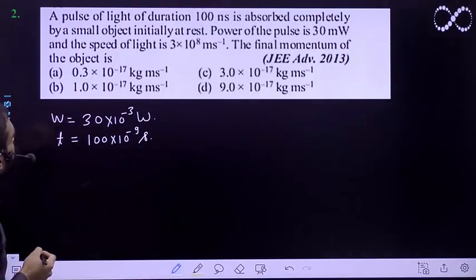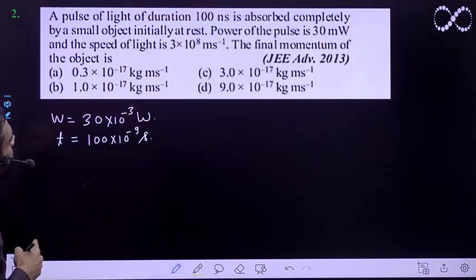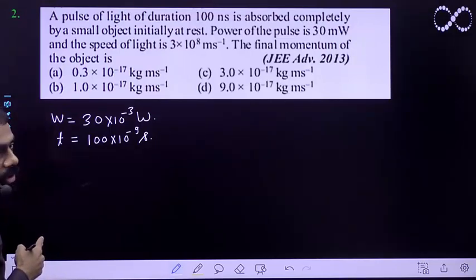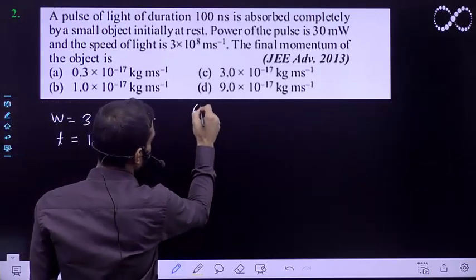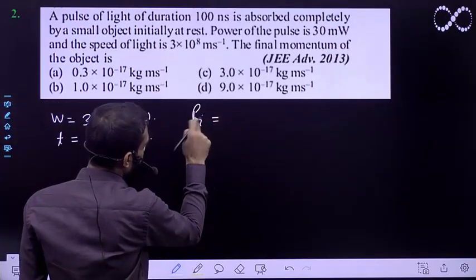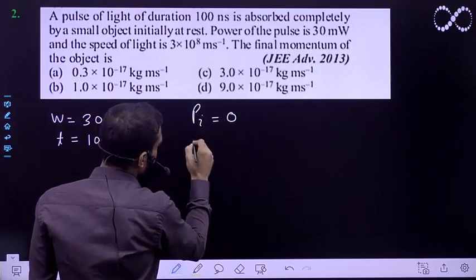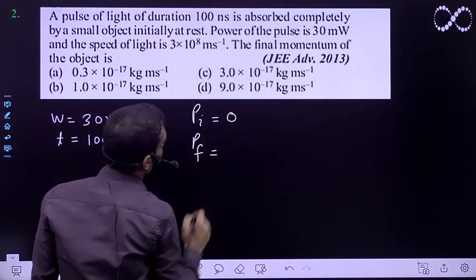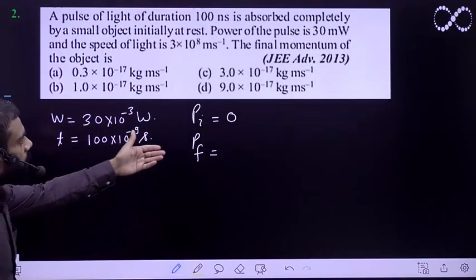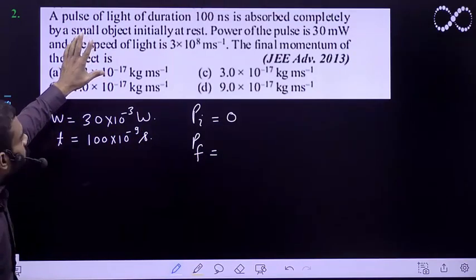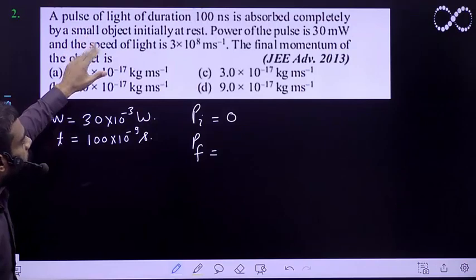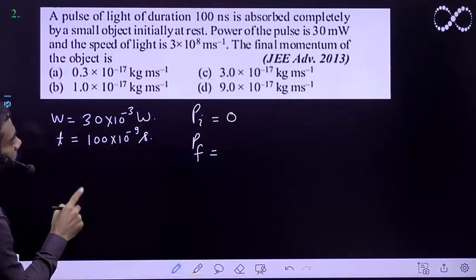So the final momentum of the object is what it is asking. Initially the object is at rest, so P initial, the momentum initial of the object, is 0. P final will be how much? Finally the momentum will be provided by this pulse of light. So let us calculate the momentum of the pulse of light.